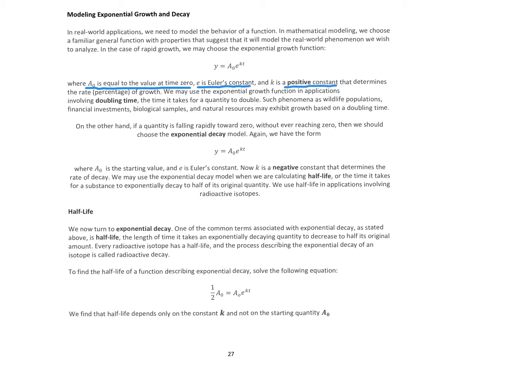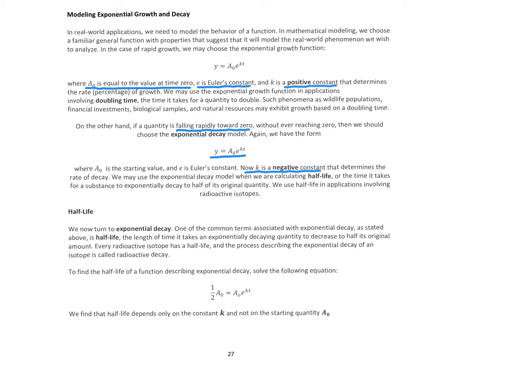On the other hand, if we have a quantity that's falling rapidly toward 0, but does not ever reach 0, then we use an exponential decay model. It's the exact same model, the only difference is that now k is a negative constant that determines the rate of decay. We may use exponential decay when we're calculating the half-life, or the time it takes a substance to exponentially decay to half of its original quantity. Radioactive isotopes all have their own half-life.